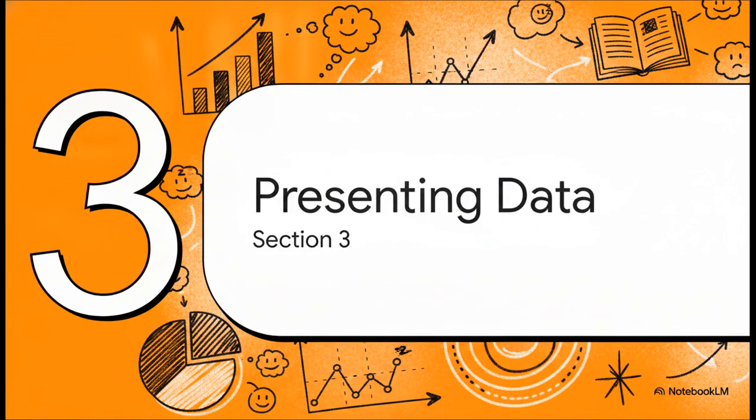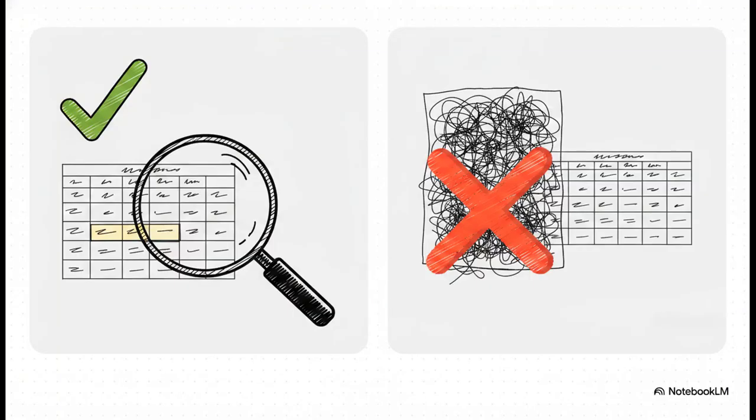Which brings us right into section 3, presenting data effectively. How do we actually put this data into text without putting our reviewers to sleep? An absolutely crucial best practice here is keeping your prose clean. You definitely want to refer to your tables to highlight the major trends, but please, whatever you do, avoid the trap of rewriting every single number from the table in your text.